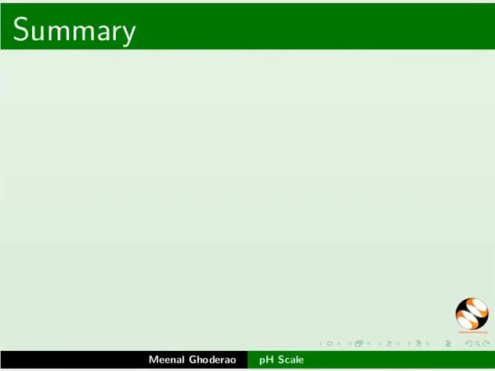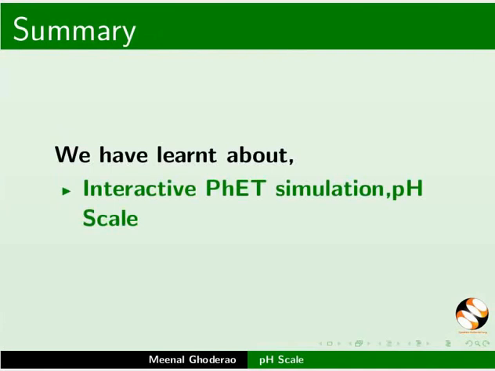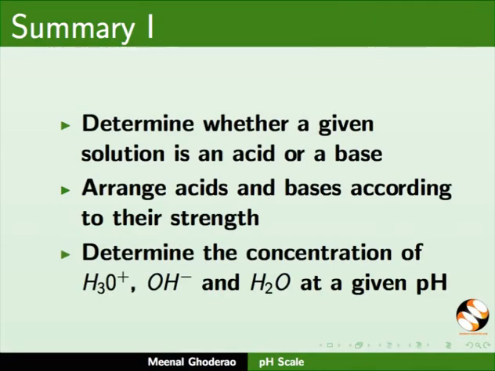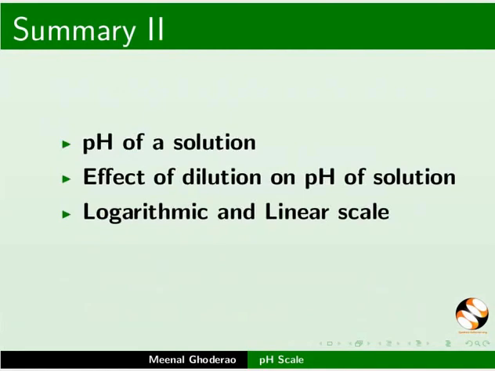Let us summarize. In this tutorial, we have learnt about interactive PhET simulation pH scale. Using this simulation, we have learned to determine whether a given solution is an acid or a base, arrange acids and bases according to their strength, determine the concentration of hydronium ion, hydroxide ion and water at a given pH, pH of a solution, effect of dilution on pH of solution, logarithmic and linear scale.